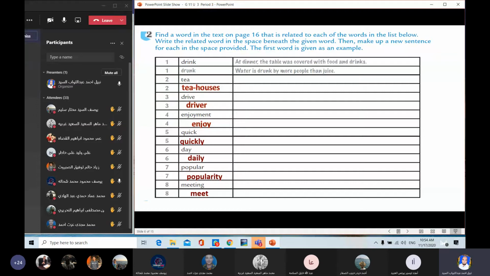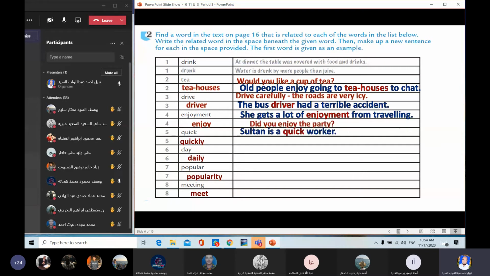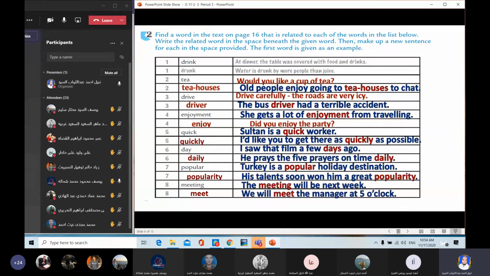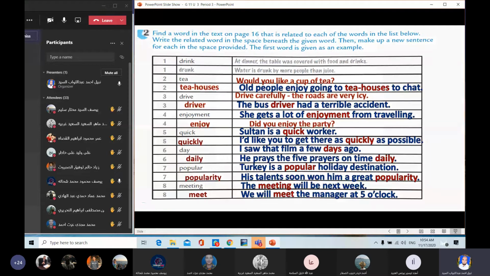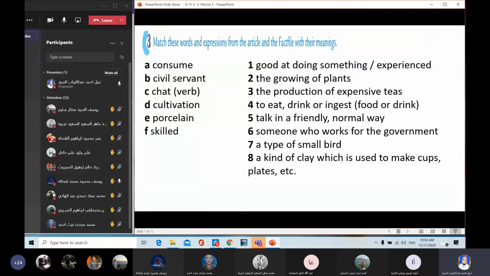Very good. So you are going to use these words in sentences of your own. Do it at home, please, so that we can save time. Okay? Put the words in sentences of your own, like the examples. Okay? Don't write these examples. You can write your own words or your own sentence. Okay. Now, exercise number 3.